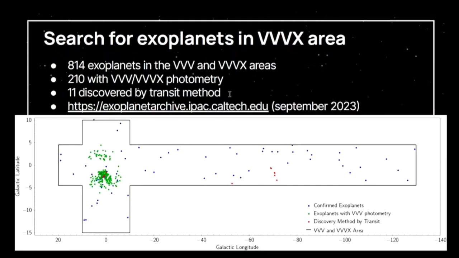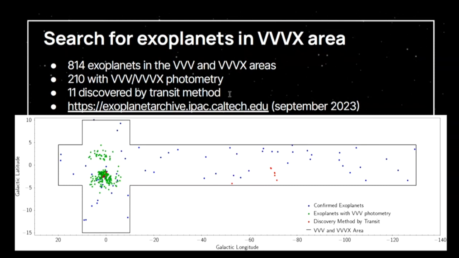For the start of the search, I did research on the already known exoplanets in the VVV field. So this is the map, and we have 814 exoplanets that were discovered in the VVV field. From these, we have 210 with photometric data in the VVV. The blue ones are the confirmed exoplanets, and the green ones have the photometric data. And these red ones, I hope you can see, are the ones discovered by transit.